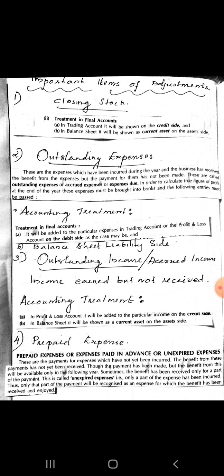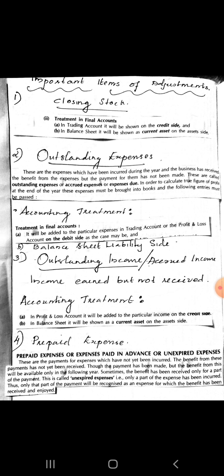Important items of adjustment: closing stock of goods unsold at the end of an accounting period. Accounting treatment in final accounts. First, trading account, credit side. In trading account, it will be shown on the credit side. In balance sheet, it will be shown as a current asset on the asset side.